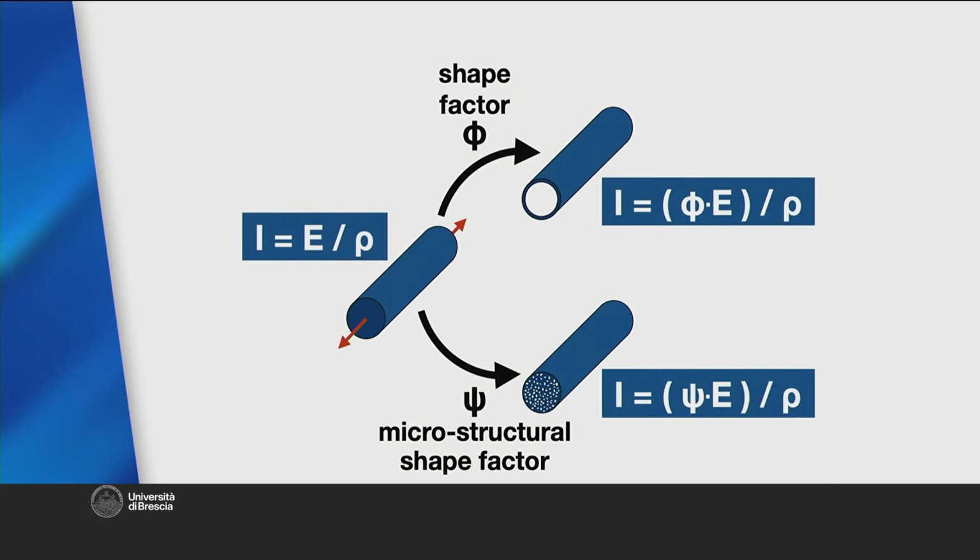These new particular arrangements of material can be described using specific parameters, the shape factor, phi, and the microstructural shape factor, psi. In advanced design, these factors can be incorporated into performance indexes to find more efficient solutions that combine material and geometry, thus creating new rankings of materials best suited for a given application.